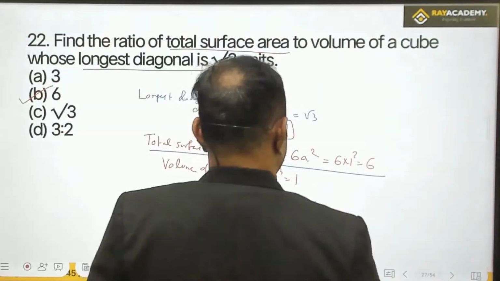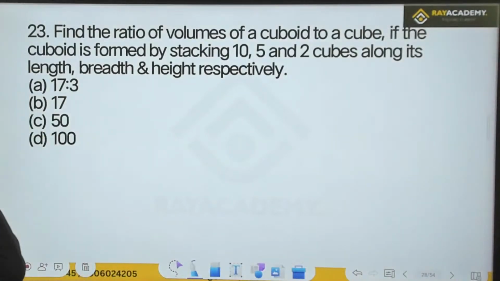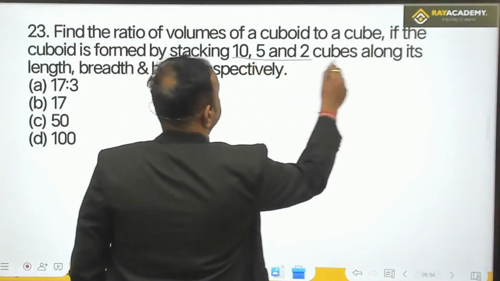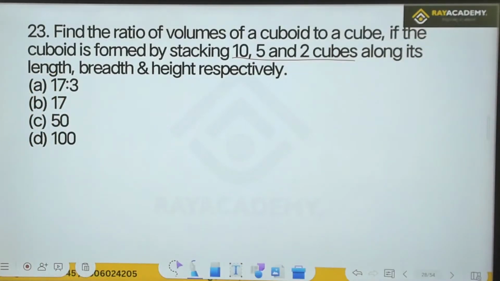After that, let's move to the next question. Find the ratio of volumes of a cuboid to a cube if the cuboid is formed by stacking 10, 5 and 2 cubes along its length, breadth and height respectively.